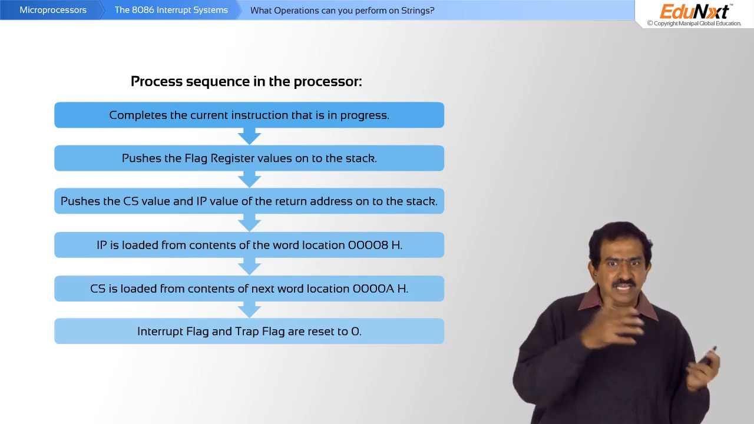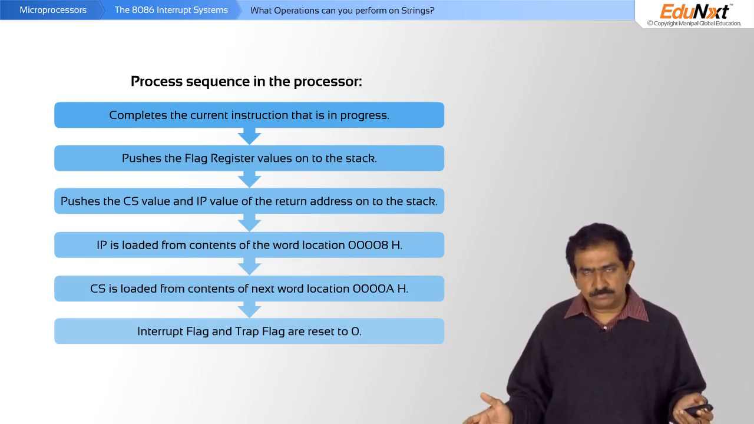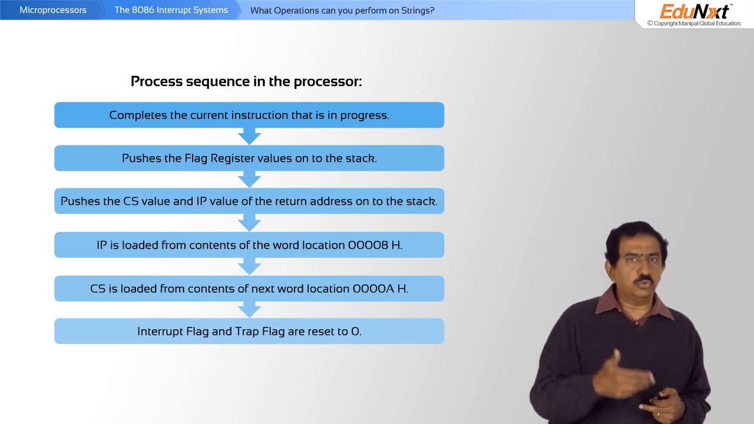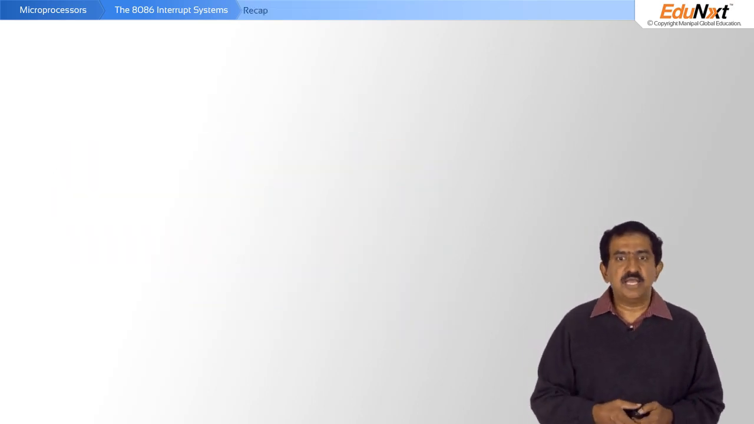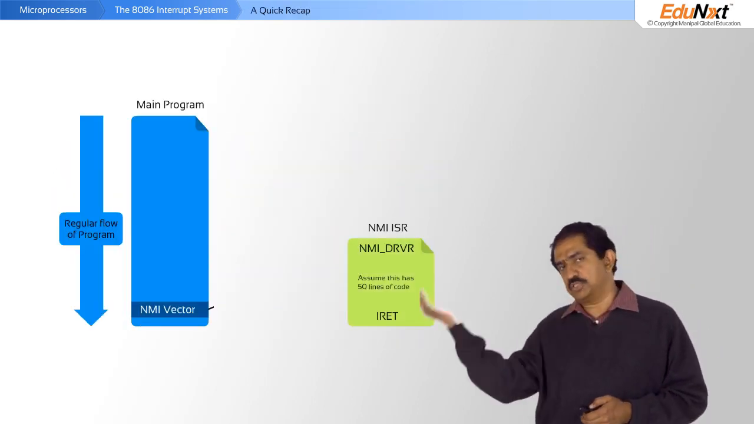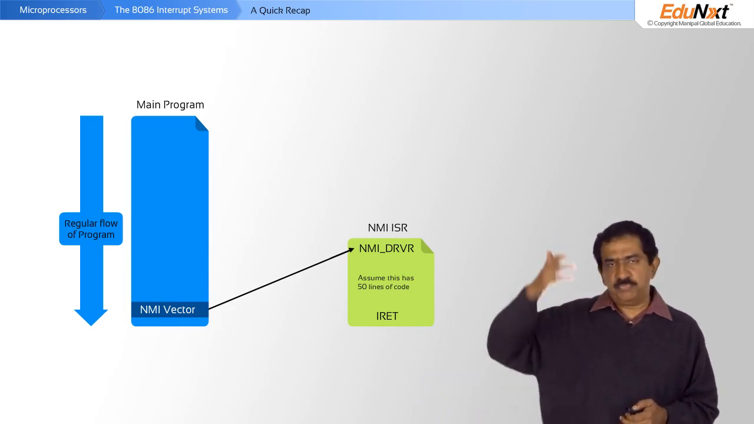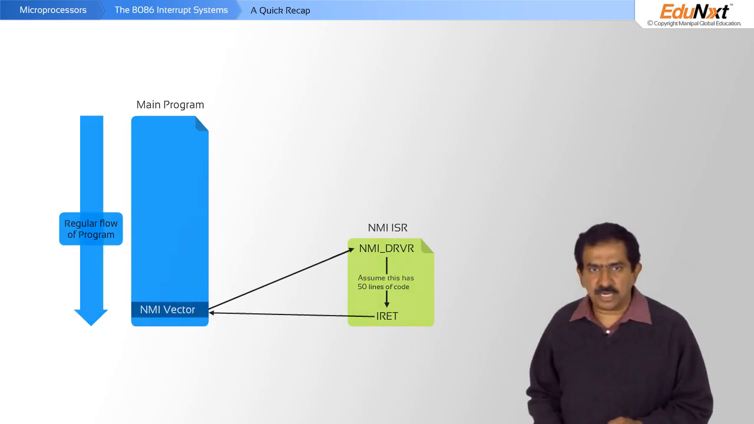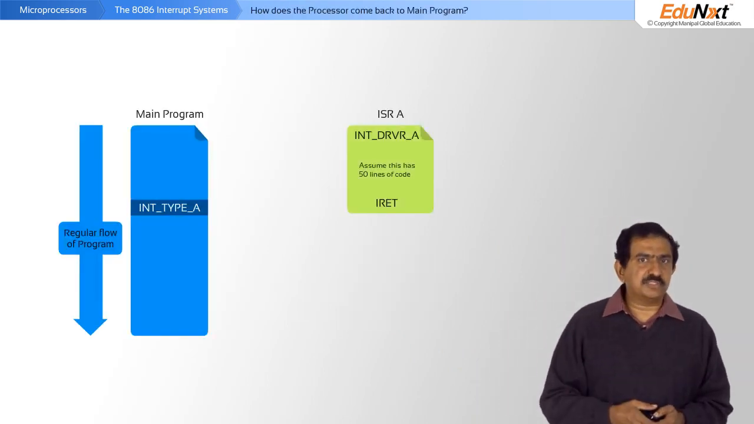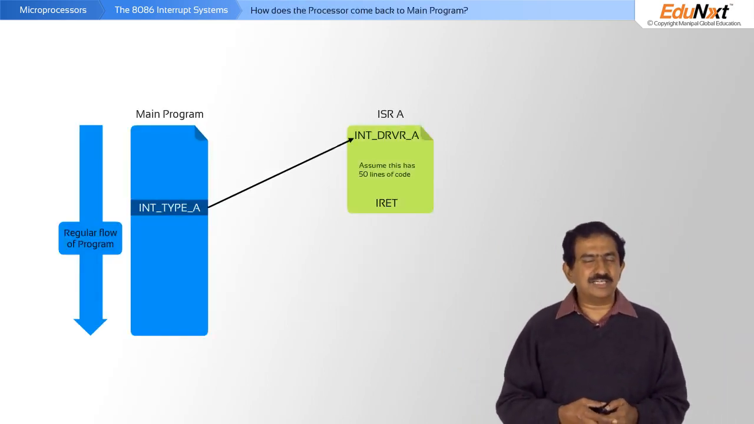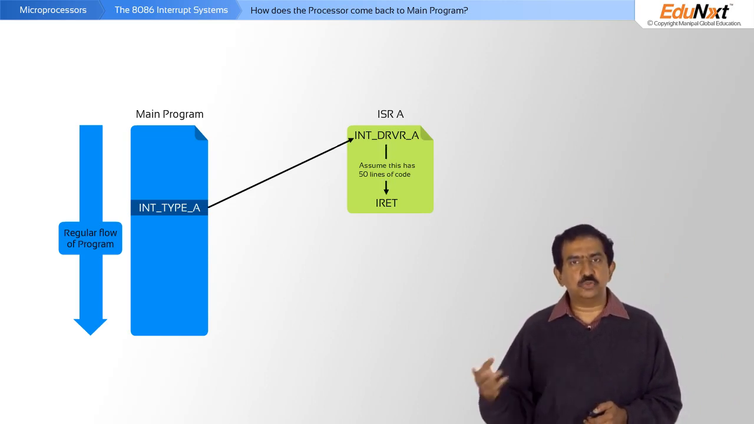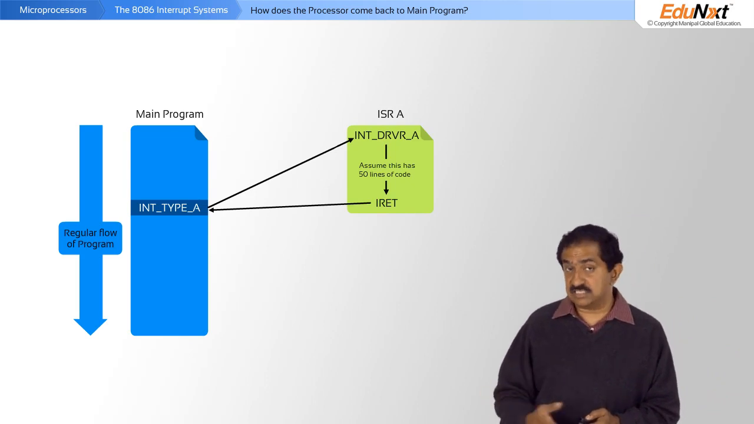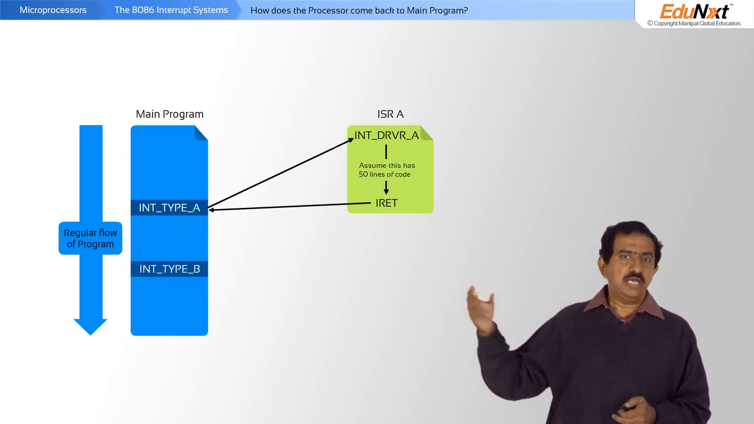So now you have the new instruction pointer and code segment in the processor. The interrupt flag and the trap flag are reset to 0, telling the processor that it has serviced this interrupt and a new interrupt can come in and be acknowledged. The processor jumps to the ISR, the interrupt service routine, executes it and then returns back to the main program. So let's look at interrupt type A. It goes to interrupt driver A, executes the interrupt, does an IRET instruction, comes back, and then there's a second interrupt, interrupt type B.